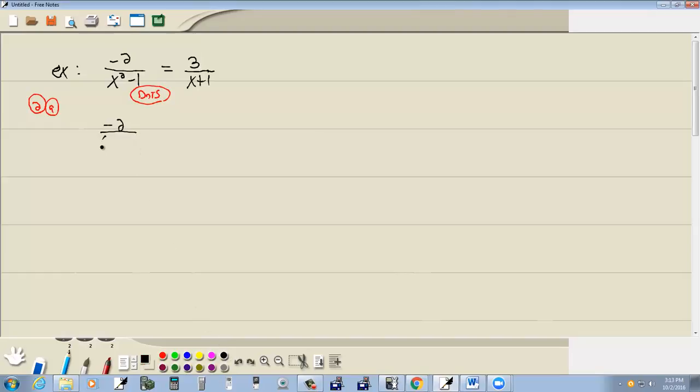So this is negative 2 over (x plus 1)(x minus 1) equals 3 over x plus 1.